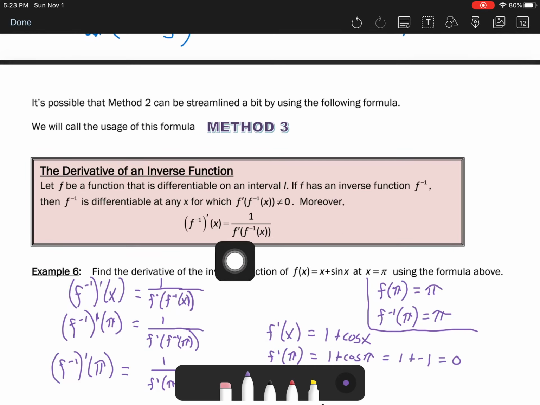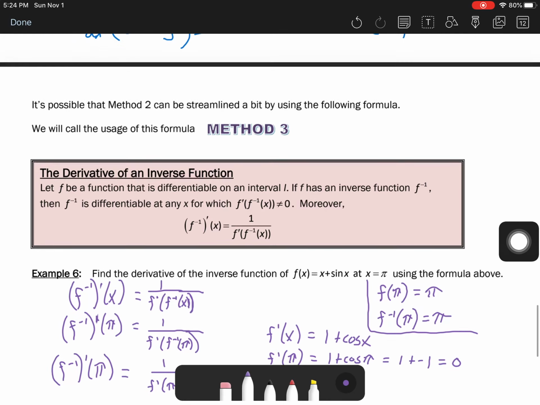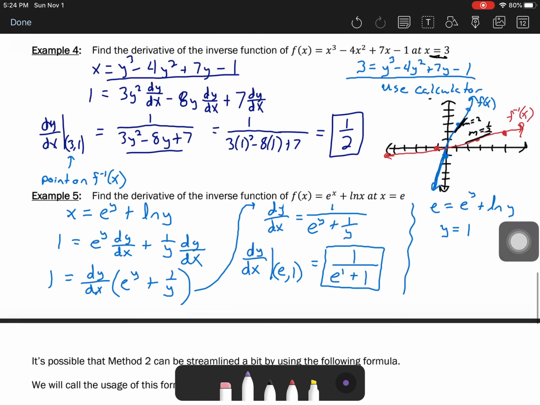And so what we have to do is take 1 over, and this reads f prime of f inverse of x. So it's 1 over the derivative of the original function, but evaluated at that reflected point. This is where we went and looked for the y coordinate when we looked at the table of values, and we said, okay, we're going to use that x value there, and that's what we need to plug in.